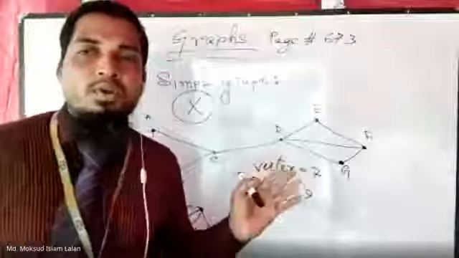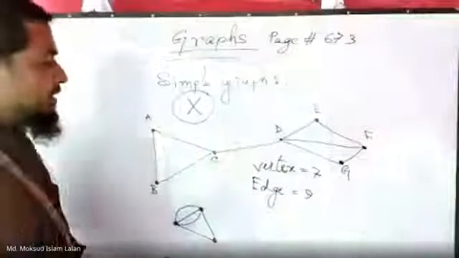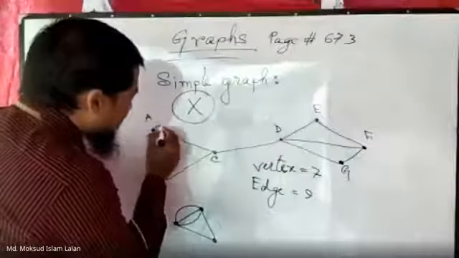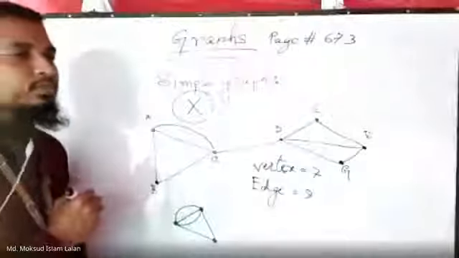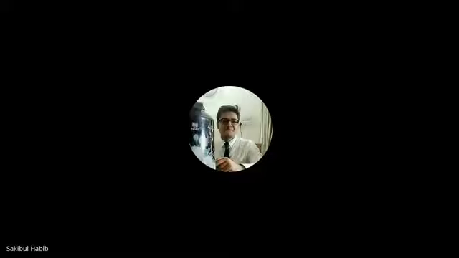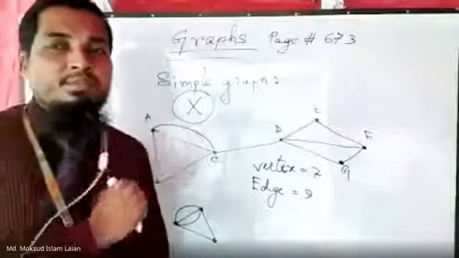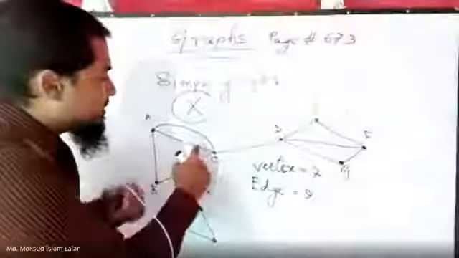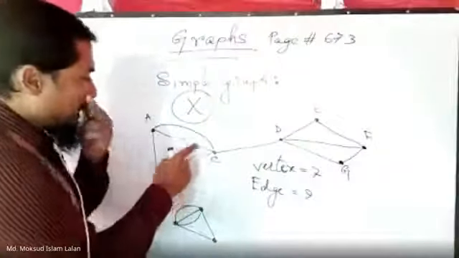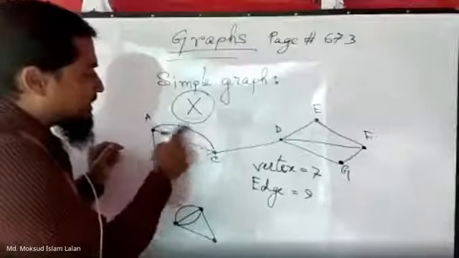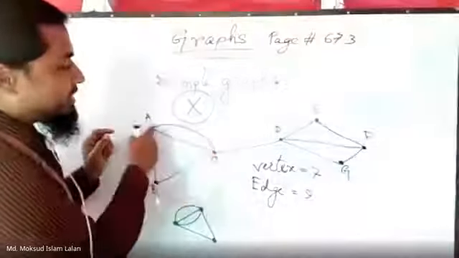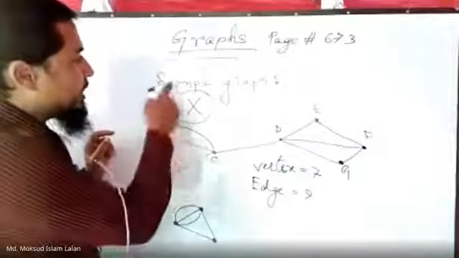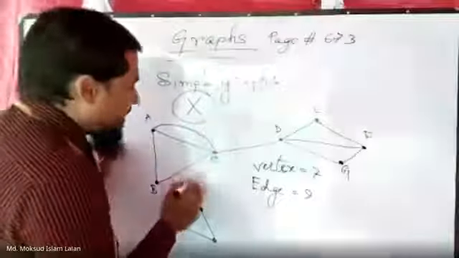If it has more connections, dear student, something like this, can you say it is simple? No, sir, it is not simple. In that case, you can say this is a multiple graph. Since these two vertices are connected by two edges, this edge and this edge, you cannot say simple graph. You can say multiple graph.